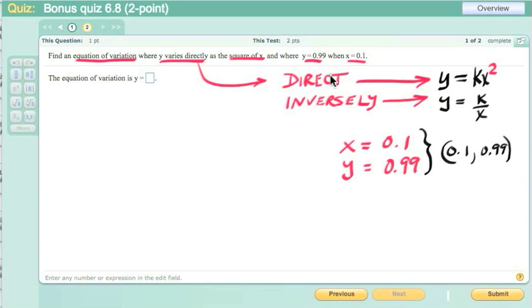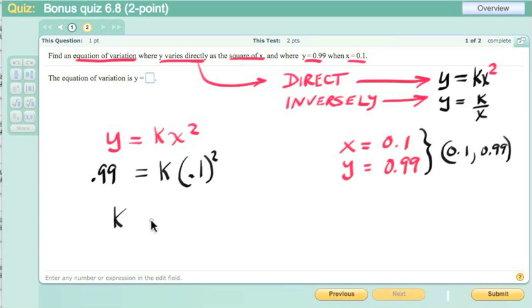Okay, so we have direct variation where y varies directly as the square of x. Here's our template. And the game here is to use the values that they gave us for x and y and sub those in. Now, they told us that y is equal to 0.99 and that x is equal to 0.1, and of course that's being squared. And so the game is to solve this for k, which we can easily do by dividing both sides by 0.1 squared, and we would get this, 0.99 divided by 0.1 times 0.1. There's a reason why I'm setting it up this way.